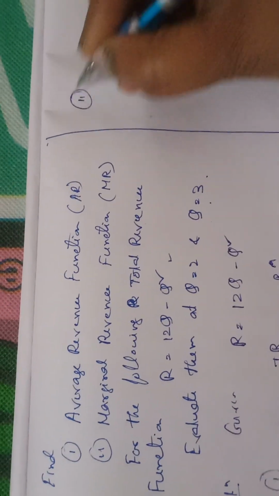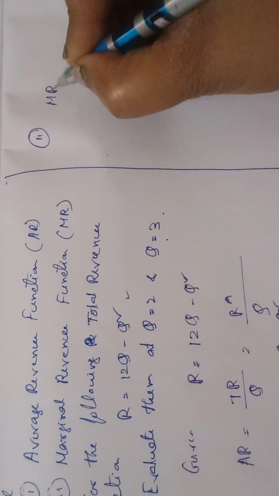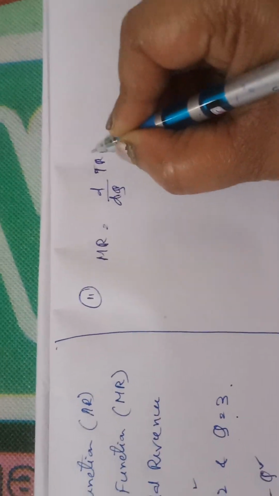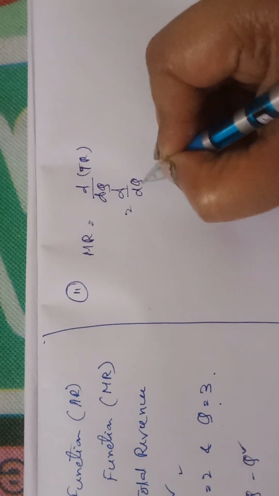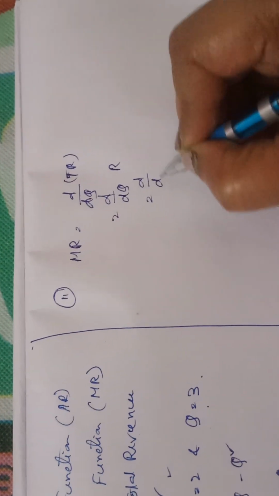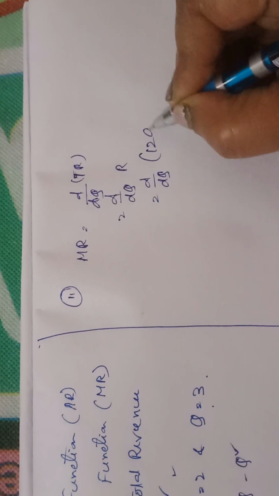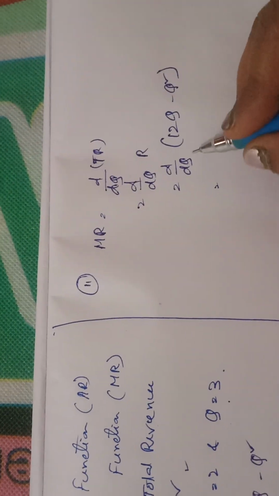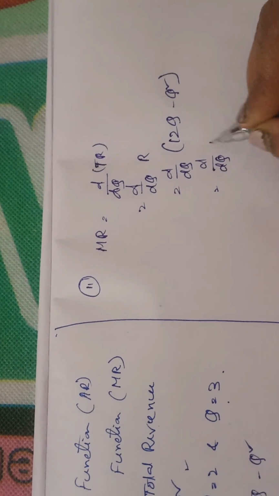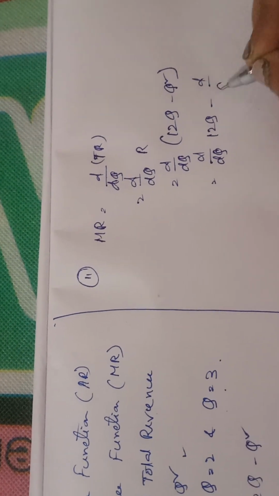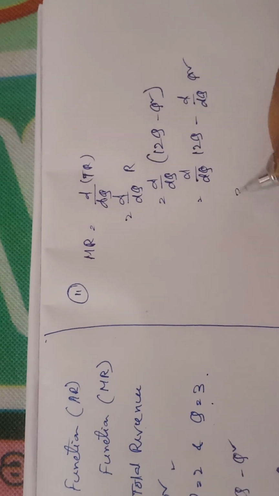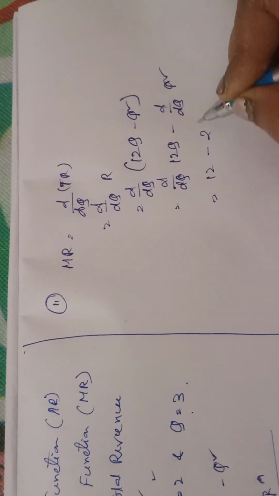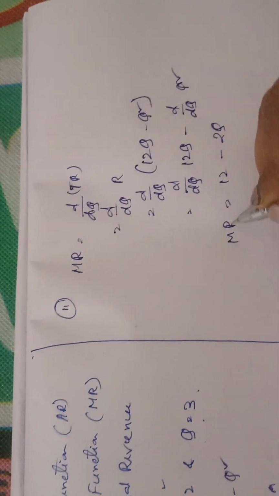The second part is marginal revenue MR. MR is d/dQ of TR, or R simply. d/dQ of R, and R is given as 12Q minus Q square. इसका अगर हम डेरिवेटिव निकालेंगे तो कितना होगा, इसको हम पहले सेपरेट कर लेंगे. d/dQ of 12Q minus d/dQ of Q square. d/dQ of 12Q will be 12 simply, and d/dQ of Q square will be 2Q. So ये हो गया हमारा मार्जिनल रेवेन्यू.